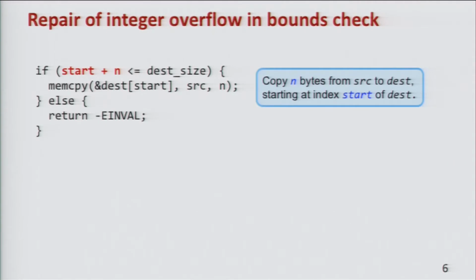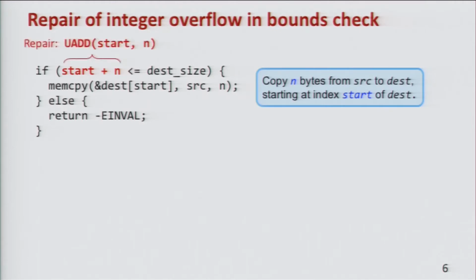So here we see a fragment that attempts to copy n bytes of data from a source array to a destination array, starting at index start of the destination. Before the memcpy, the program does a bounds check to make sure that the data will fit in the destination array. However, an integer overflow can occur in that bounds check.